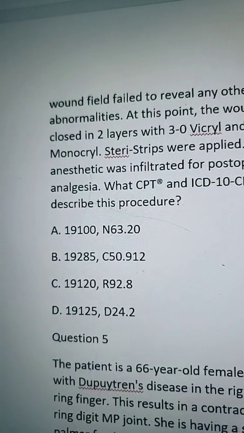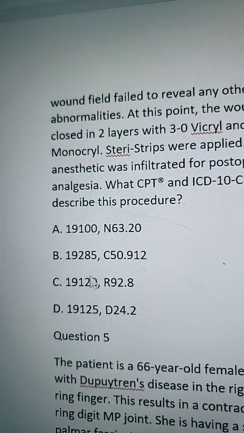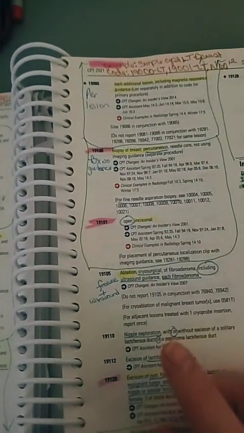This one. 19085 would be a definite outlier, and then the 19120 and 19125 is where I'd go. We're under breast biopsies. These are all under breast. We've got this one, and then we have 20 and 25. So this one's a biopsy, this one's an excision, and this one's an excision. So it's probably going to be between these two, right?